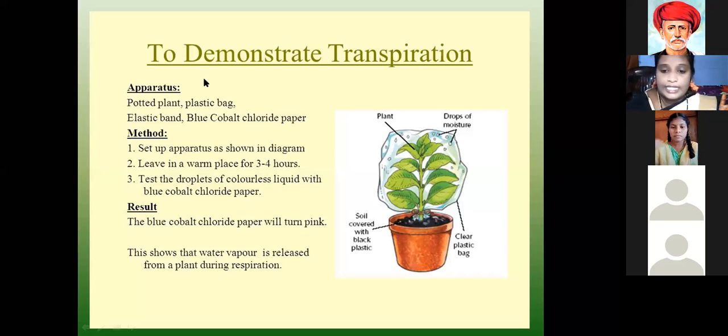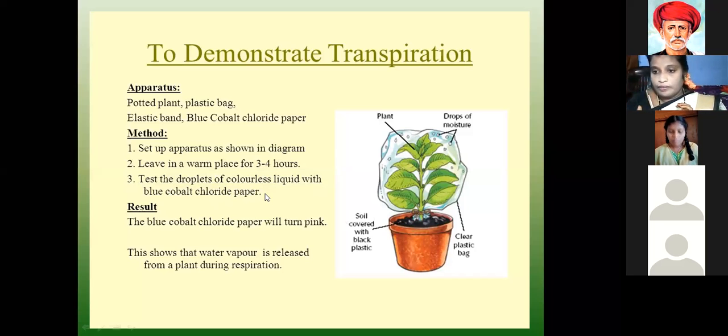Okay, ma. Next, what is the procedure in this experiment? Set up the apparatus as shown in the diagram. In this diagram, we take the potted plant and tie it with a plastic bag. Then we leave it in a warm place for 3 to 4 hours. After that, test the droplets of colorless liquid with the blue cobalt chloride paper. We take one potted plant, ma, tie the plastic paper, and keep the blue cobalt chloride paper inside.